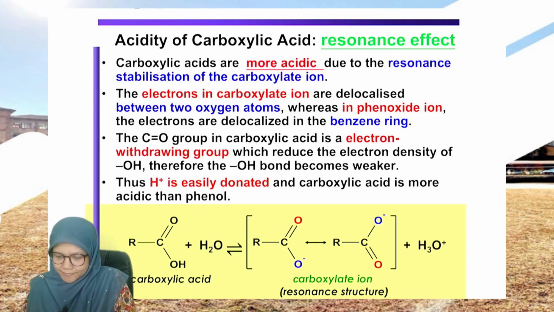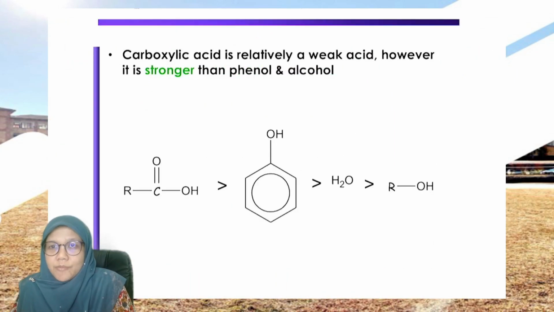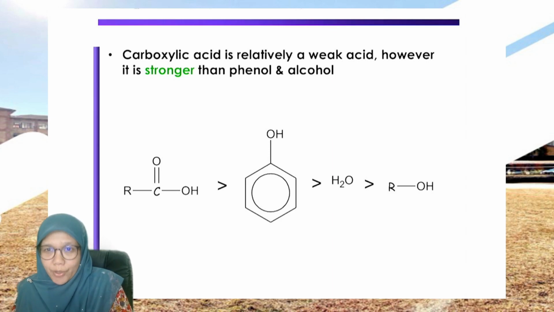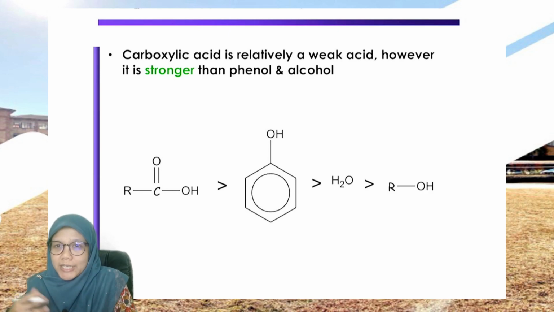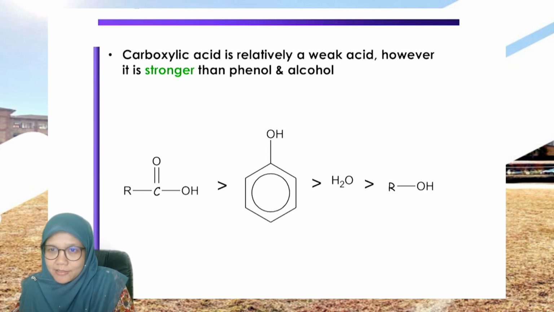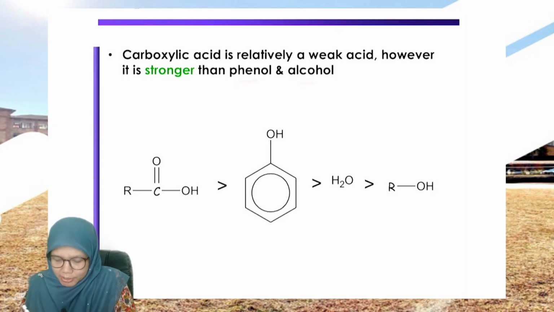Alright. Carboxylic acid is relatively a weak acid. Macam yang saya mention tadilah, carboxylic acid itu weak acid. However, it is stronger than phenol and alcohol. Dia lebih kuat. Carboxylic acid ini adalah stronger acid than phenol and alcohol. Kalau dalam susunan macam ni lah, carboxylic acid, stronger acid compared to phenol, stronger acid compared to water, and stronger acid compared to alcohol. So, kalau kita lihat kat sini, alcohol lah the weakest acid.